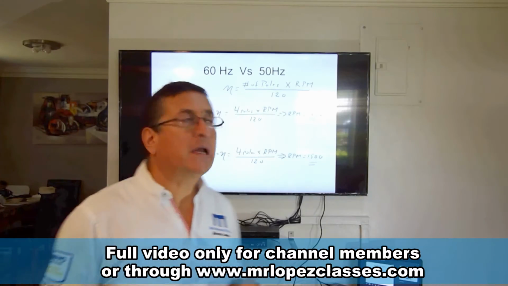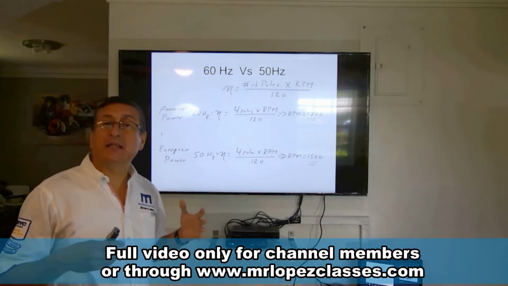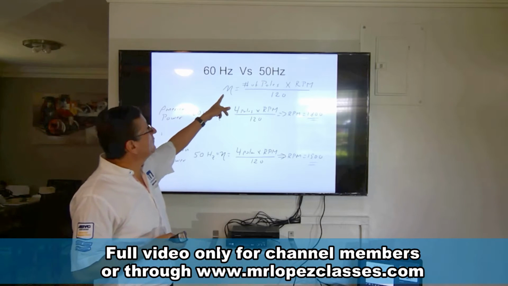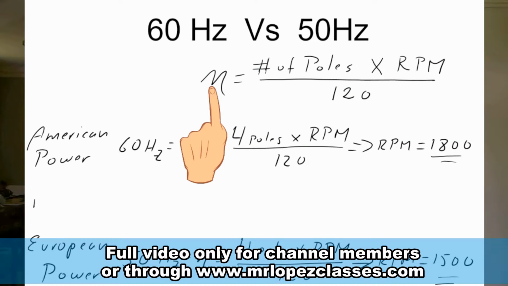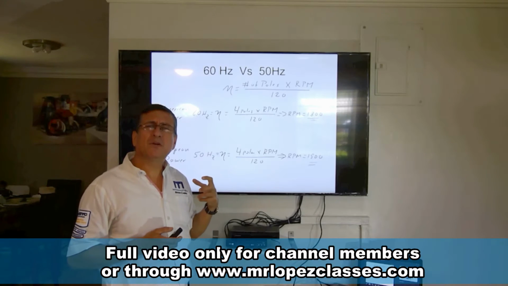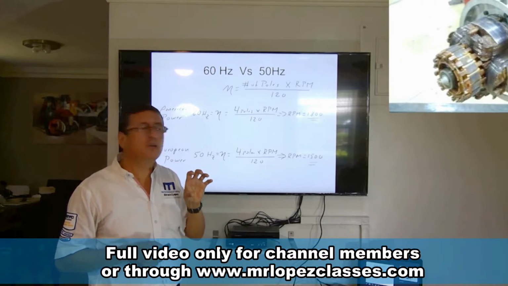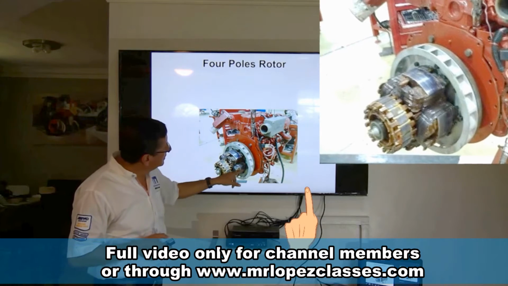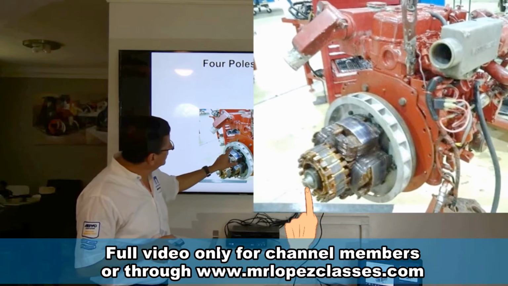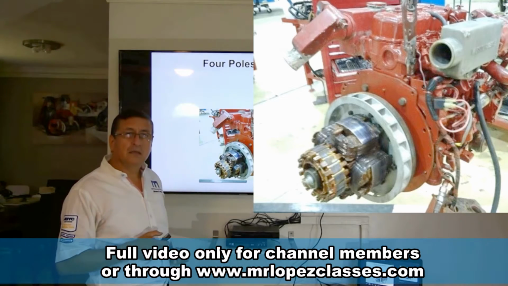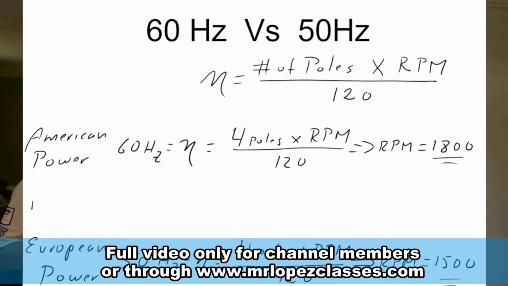Let me explain quickly the formula related with frequency. The formula says that the frequency is equal to the number of poles times the RPMs of the rotor divided by 120. What is the meaning of RPMs of the rotor? Remember that the rotor in a generator is bolted on the engine like this. This is the rotor, and the rotor is bolted on the flywheel of the engine.